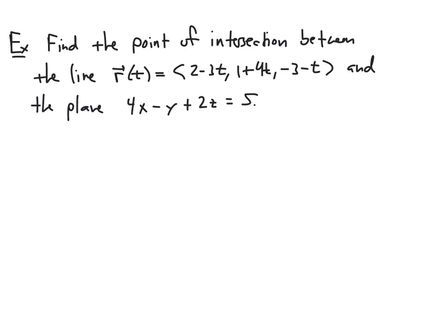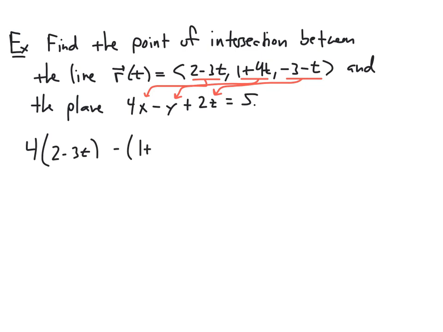Okay? And so the way that we want to look at this particular problem is that points on the line have to have these three coordinates for x, y, and z for some value of t. And so we can actually just take those parametric equations and substitute them into the equation of the plane for the appropriate variables. So if I have a point x, y, z that is on both the line and the plane, it must satisfy the following. It must satisfy 4 times 2 minus 3t, minus 1 plus 4t, plus 2 times negative 3 minus t, equals 5. Right? So any point must satisfy this equation.